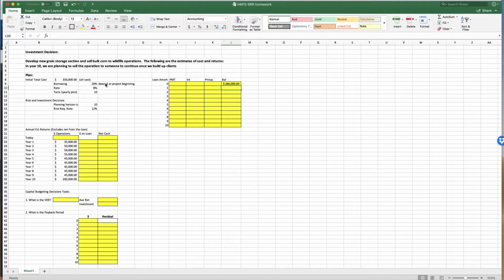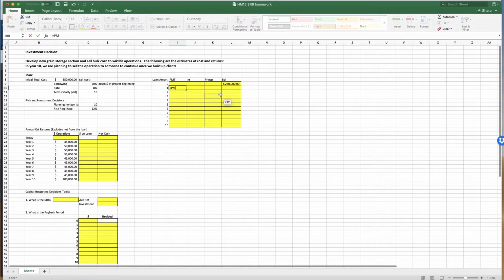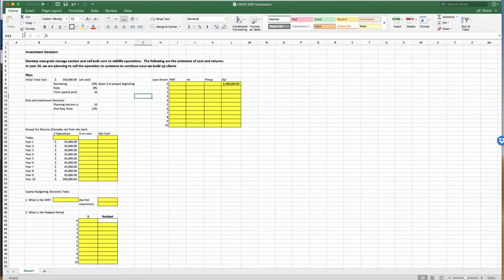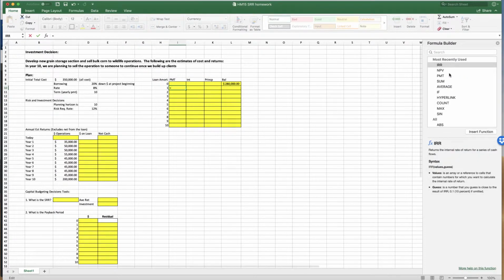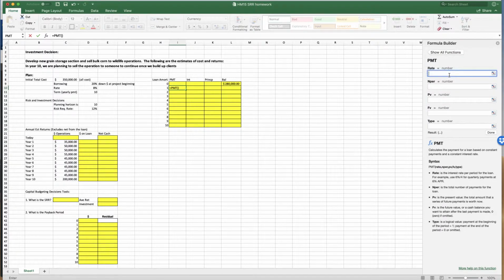So that's 80% in this case. All right, the first payment. Now we can calculate payment a lot of ways. If you just press equals PMT, you actually start getting the options of payment. However, what I'm going to do is press the f of x function. So my payment formula is there. Press f of x. It gives me this over here, and then I can choose payment.